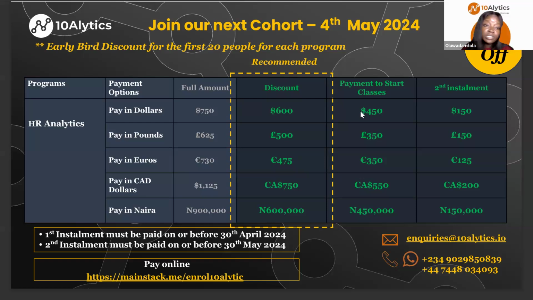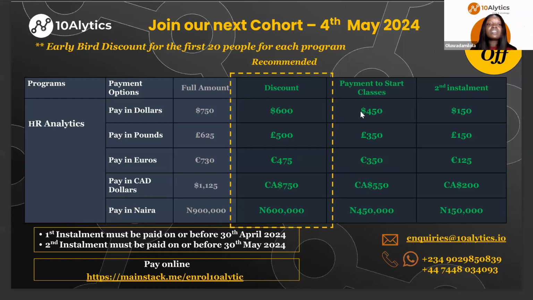That's $350 first, then $125 later. If you're paying by card, instead of paying 1,125 Canadian dollars, you pay $750. You're paying $550 first, and then $200 one month into the program. If you're paying in Naira, instead of paying 900,000, you pay 600,000.